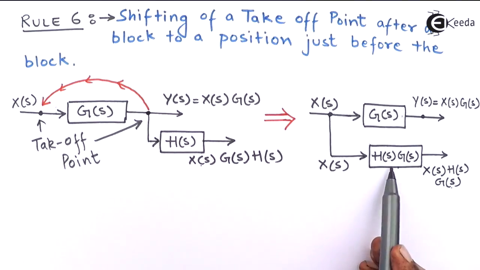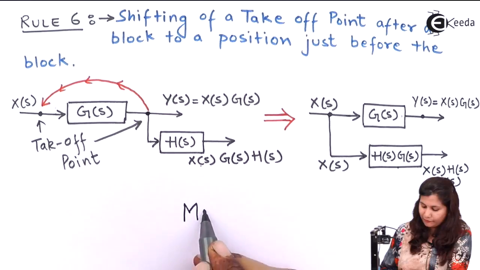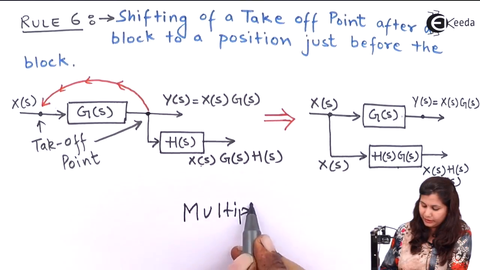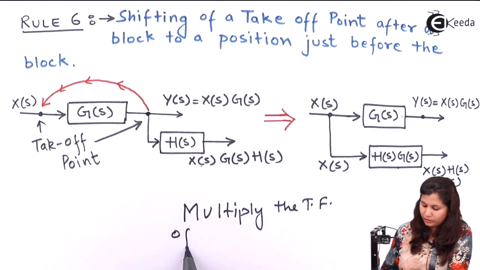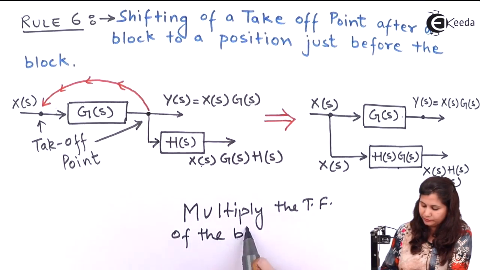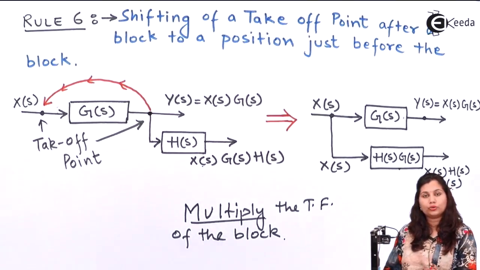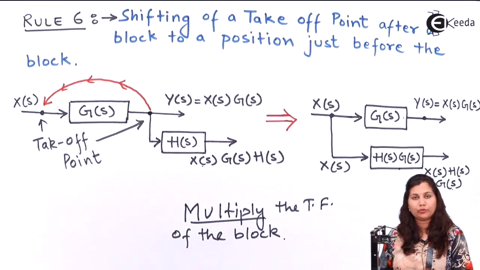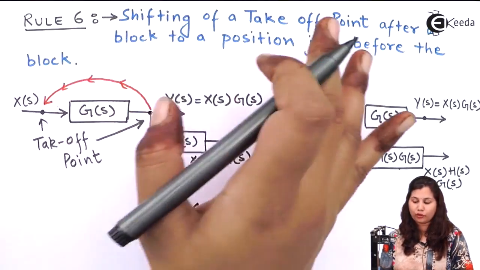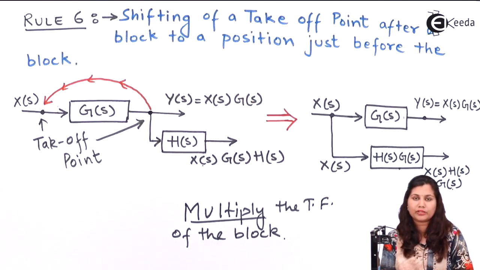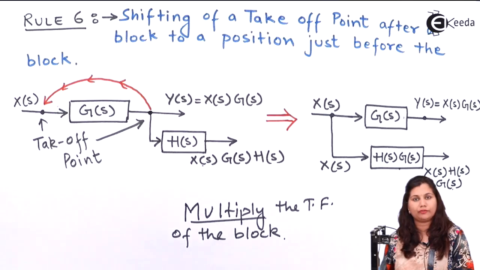So you just have to multiply the transfer function of the block. Keep this rule in mind whenever you are solving a question: whenever you shift the takeoff point from a position after a block to a position before the block, you have to just multiply by the transfer function of the block.